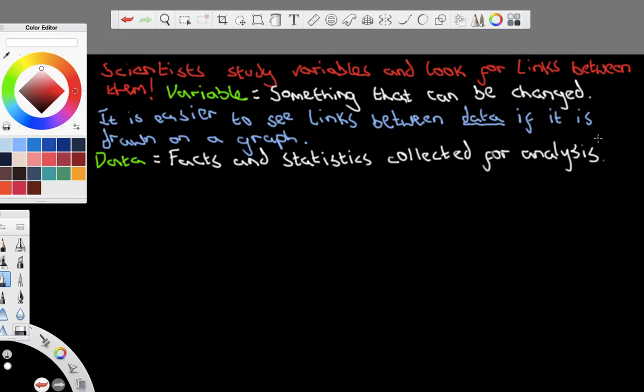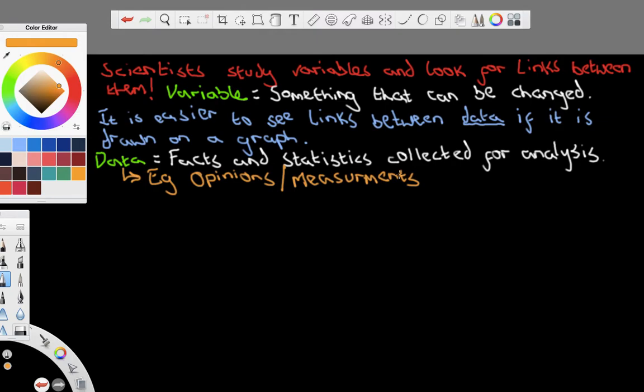Okay? Now, this can be a number of things. Data could be somebody's opinion. It could be a measurement of some kind. These are all examples of data. So we can just put underneath here, we can say, e.g., opinions / measurements. These are examples of data, okay?